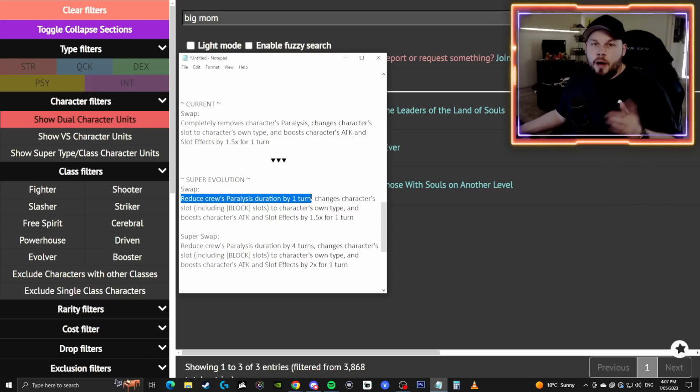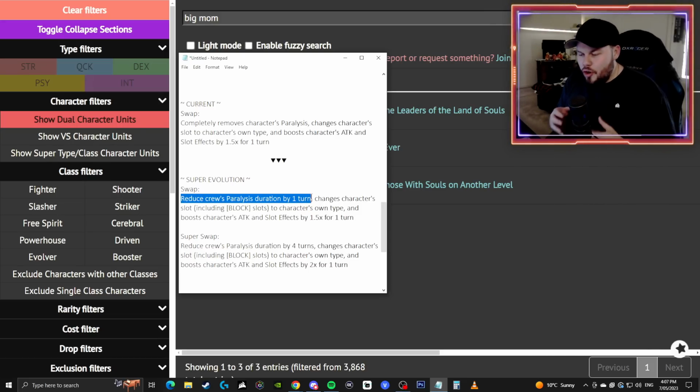Removing paralysis by one for the whole team is way better than removing paralysis on one unit completely, because most of the time when you're inflicted with paralysis, it's not only on one unit. Typically, it's for the whole team. So being able to consistently remove it would be wicked.